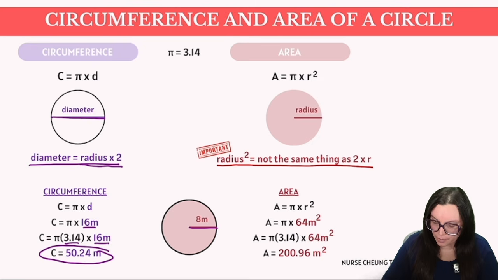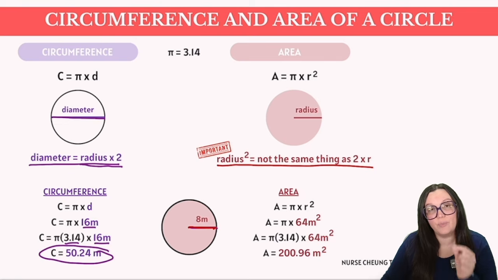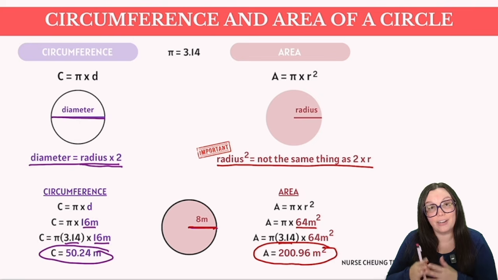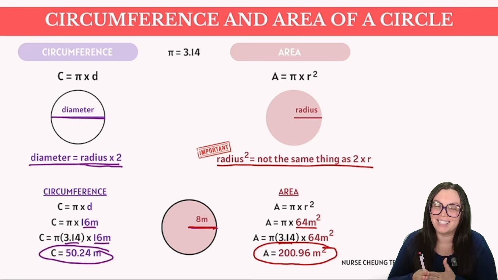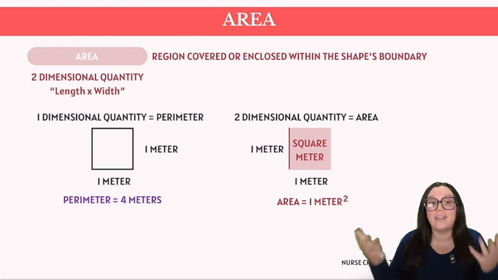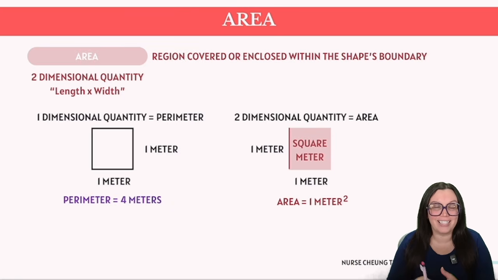Next, we're going to figure out the area of the exact same circle. So again, we know that the radius is 8, but instead of multiplying it by 2 like we did in circumference, this time we're going to square it. So 8 times 8 gives us 64 meters squared. We're going to multiply that by pi, which is 3.14, and that is going to give us our total area of 200.96 meters squared. Now that we have a better understanding of one-dimensional values of perimeter and two-dimensional values of area when it comes to a circle, let's explore other shapes when it comes to polygons and area.